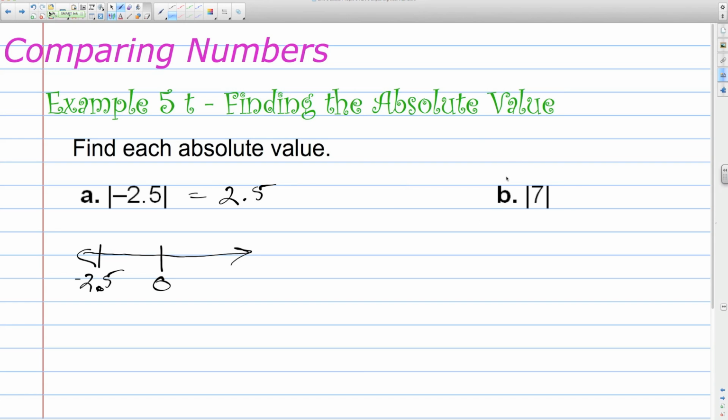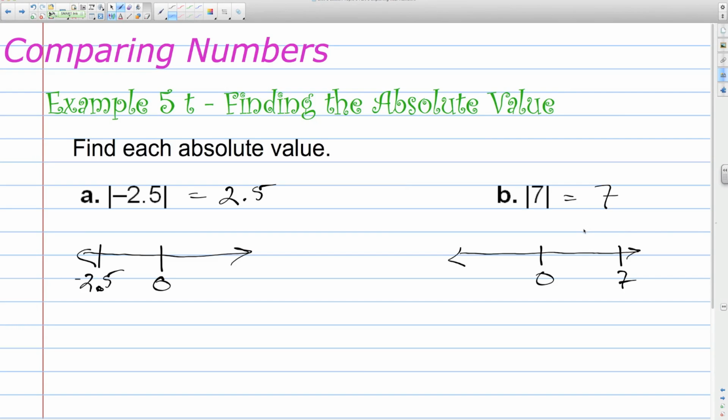Here, we have the absolute value of 7. Again, in relation to a number line and its distance from 0, the number 7 is 7 units away from 0. So the absolute value of 7 is 7. The absolute value of a number is always positive.